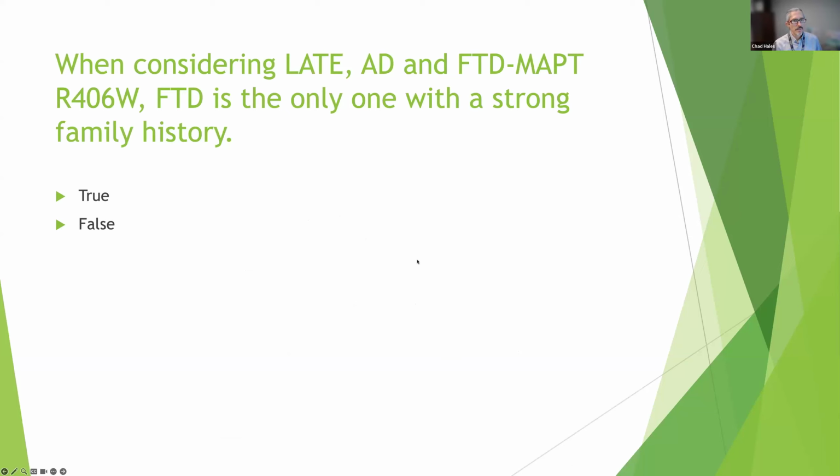Okay, second question. When considering late Alzheimer's disease and FTD MAPT, FTD is the only one with a strong family history. True or false?